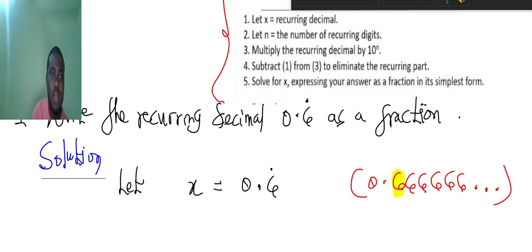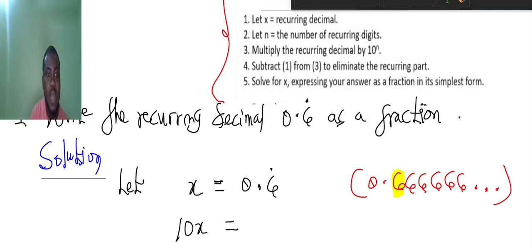So if we multiply by 10, we have x times 10. This first part multiplied by 10, this second part also multiplied by 10, and I'll show you the process of going about that. So x times 10, that's 10x, equal to.